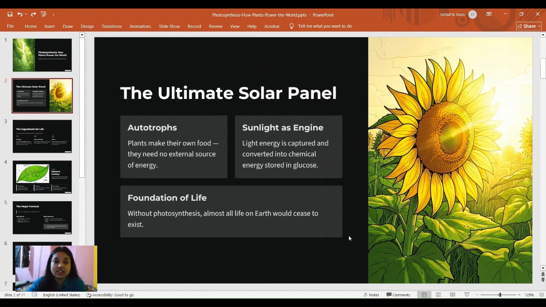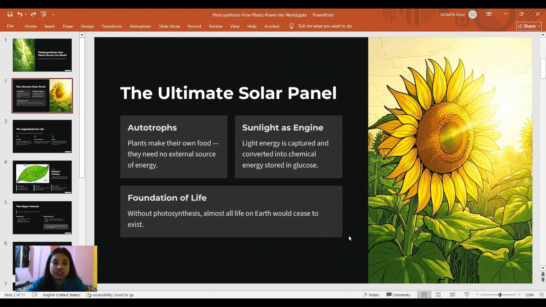So let's see here the ultimate solar panel. What is the ultimate solar panel? Who knows about that? The ultimate solar panel is our sun. It gives us unlimited sunlight. Yes or no? Yes. So the plants are called autotrophs.